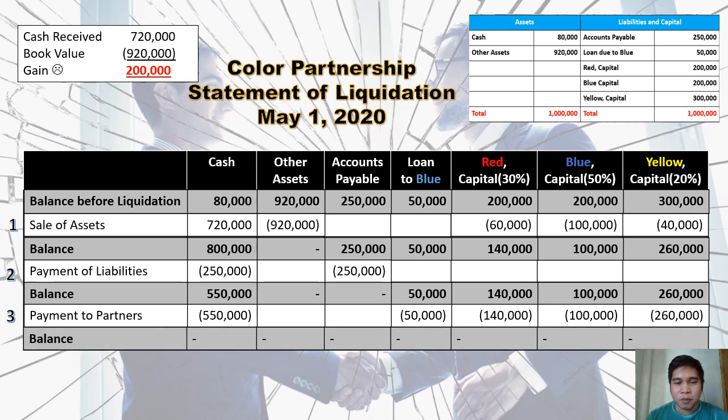Ang kailangan nyo lang po tandaan, as long as walang problema, ito lang po yung step na gagawin. Number 1, selling of asset. Number 2, payment of liabilities. And number 3, payment to partner. So sa next video, i-discuss naman natin what if nagkaroon ng negative dun sa isang partner, paano natin siya isi-solve.